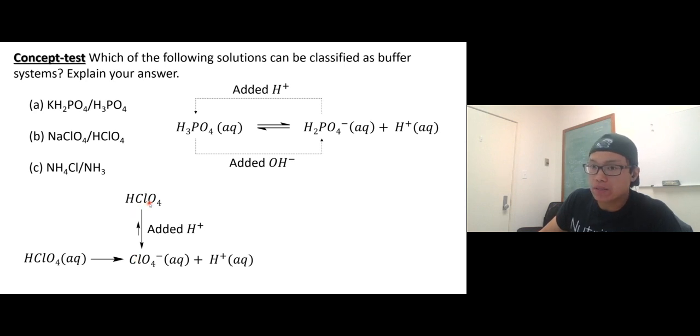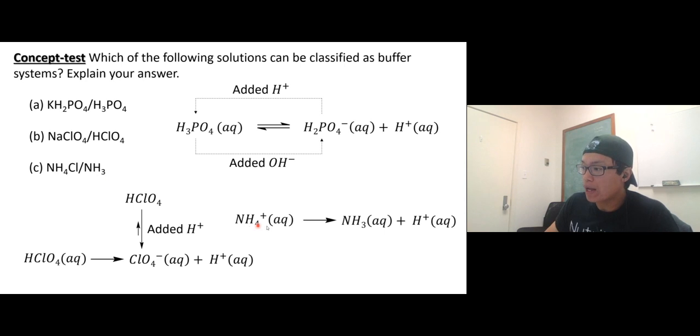What happens to perchloric acid? Does it stay as a molecule? No, a strong acid doesn't stay as a molecule. It dissociates right away and makes more protons. So basically, this proton has no one to pick it up. So this solution cannot withstand the pH change from adding an acid. See that? Lastly, we have the ammonium chloride and ammonia system.